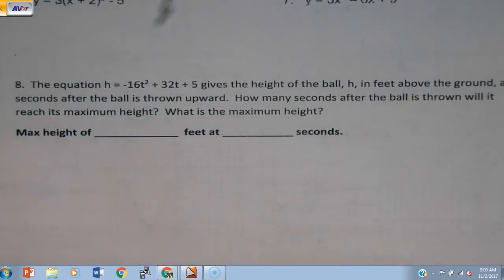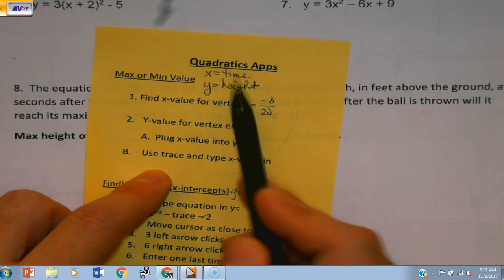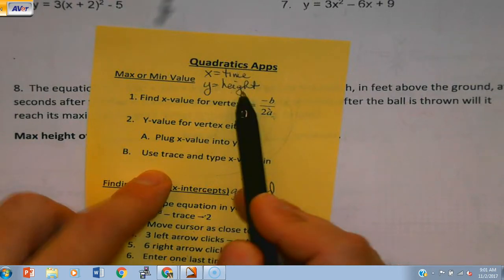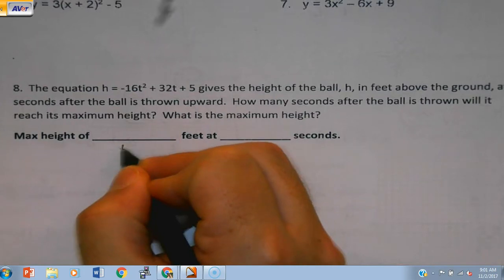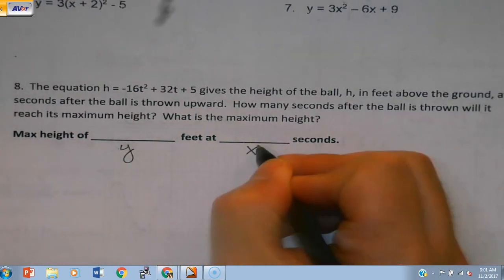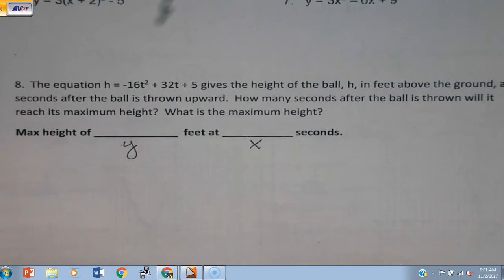So this equation gets the height of the ball in feet above the ground in seconds after the ball is thrown upward. After how many seconds after the ball is thrown will it reach its maximum height? Okay, maximum time, maximum height. Height is going to be y. Time is going to be x. I cannot flip them. How do I do this?